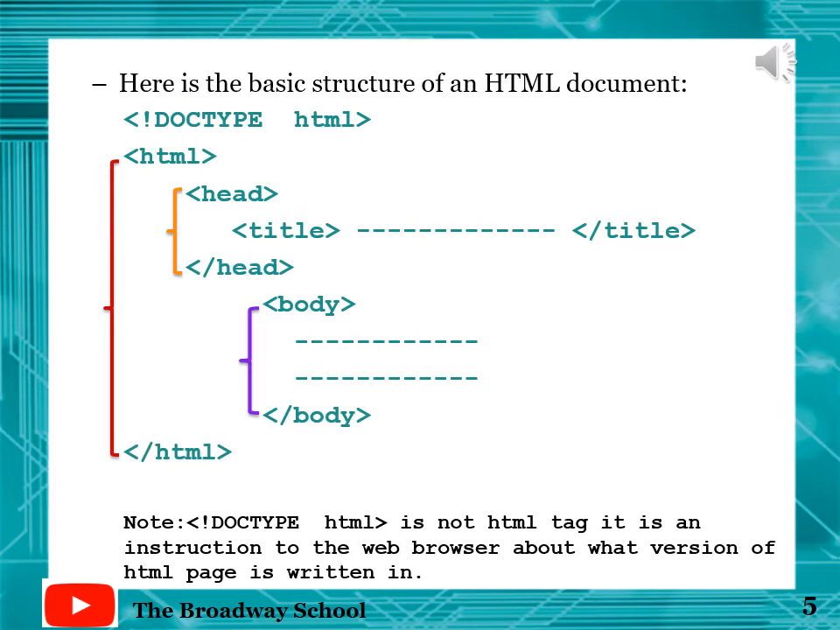Here is the basic structure of an HTML document. DOCTYPE HTML, then the HTML tag with the closing HTML tag. Inside that we will have head with the close head tag, and title with the title end tag, and the body will contain all the elements. You have to note that document type HTML is not an HTML tag. It is an instruction to the web browser about what version of HTML the page is written in.